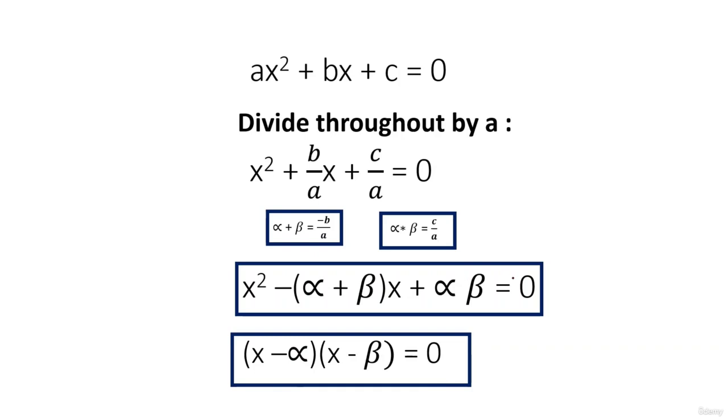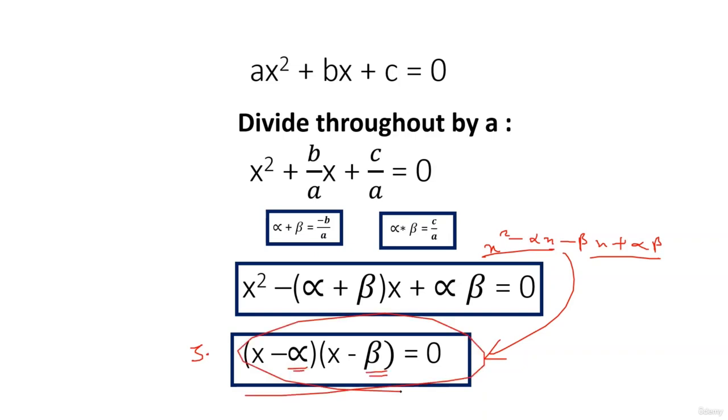Yes, and if you basically open this out, you will get x square minus alpha x minus beta x plus alpha beta. Okay, in the first two terms you can take x common, in the last two you can take beta common. Just like normal factorizing, you get x minus alpha into x minus beta is equal to 0. So we have a third way of writing the equation of a quadratic, x minus alpha into x minus beta is equal to 0.